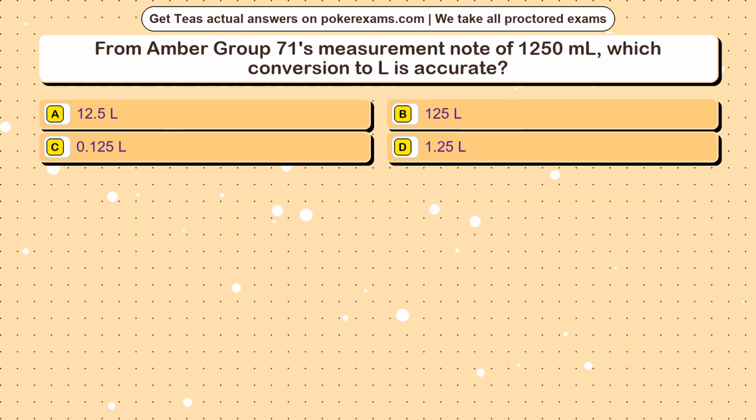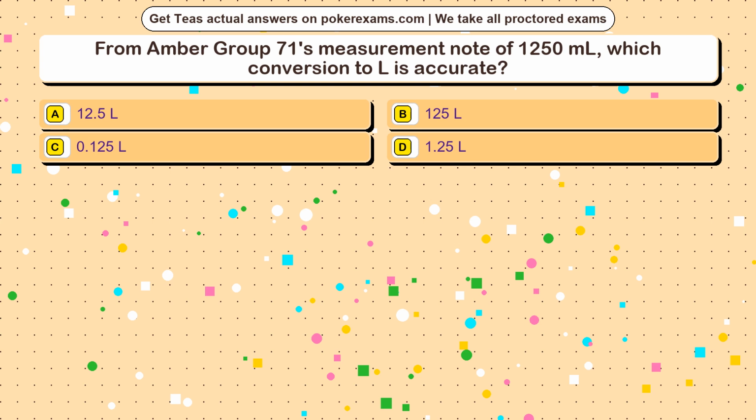Question 11. From Amber Group 71's measurement note of 1250 ml, which conversion to L is accurate? Option A, 12.5 L. Option B, 125 L. Option C, 0.125 L. Option D, 1.25 L.